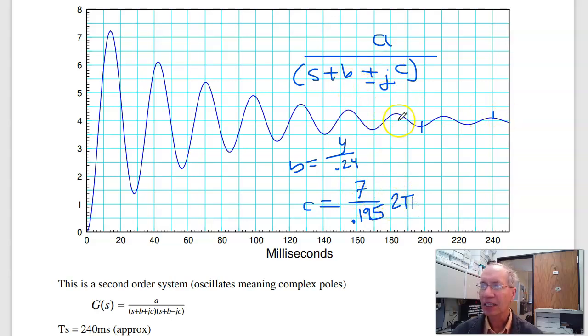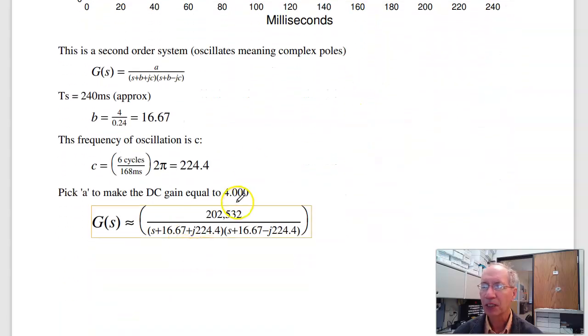And then A is a fudge factor. Pick A to make the DC gain 1. And that gives you the transfer function. So put it all together, that's roughly what I got. Your answer is going to vary a little bit.